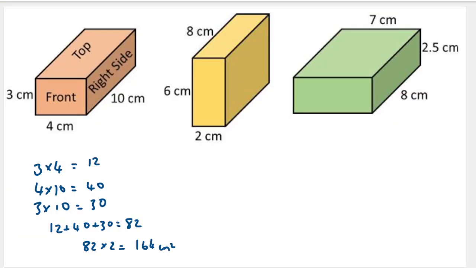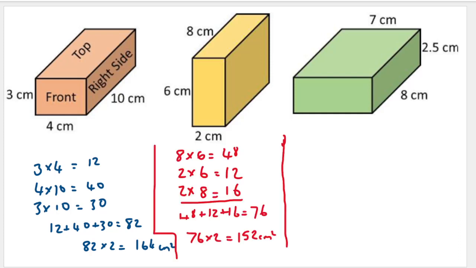Okay, so the first question, 3 times 4, 4 times 10, 3 times 10 will give me my 3 sides that are visible, and then I'm going to add them all together and multiply by 2 to give me 164 centimeters squared. Okay, the second one, 48 plus 12 plus 16 gives me 76 centimeters squared, and then remember, just times it through by 2 to give me the other 3 sides to give me 152 centimeters squared.